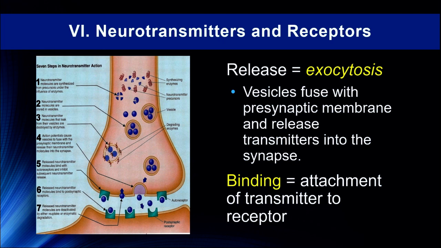They are then released via exocytosis. Those vesicles will fuse with the presynaptic membrane and release those neurotransmitters into the synapse. They will then bind, that is, they will attach themselves to a receptor. And we'll talk a bit about how this process works in a complete or partial manner when we start talking about the pharmacodynamics of different drugs. So this binding of a transmitter to a receptor is what causes an effect. So it will attach itself to that receptor and cause different effects depending on the type of neurotransmitter and the type of receptor. So this process also can be affected by various psychoactive drugs.